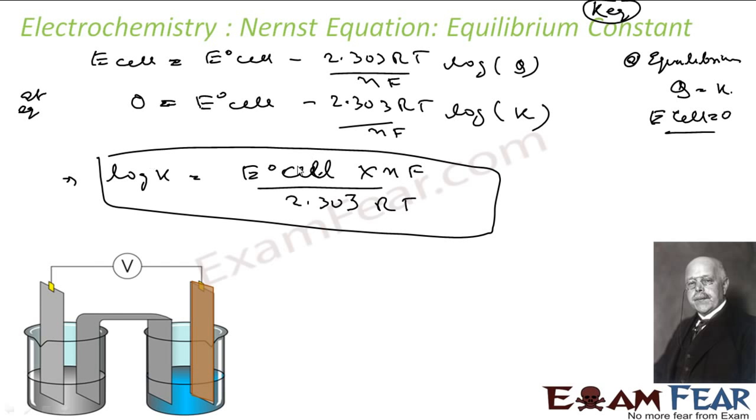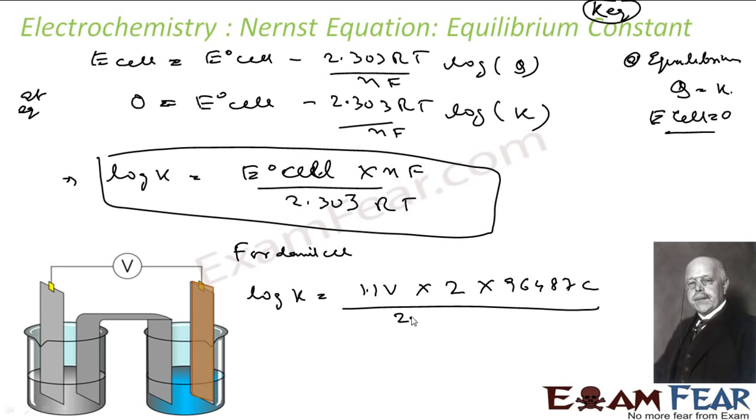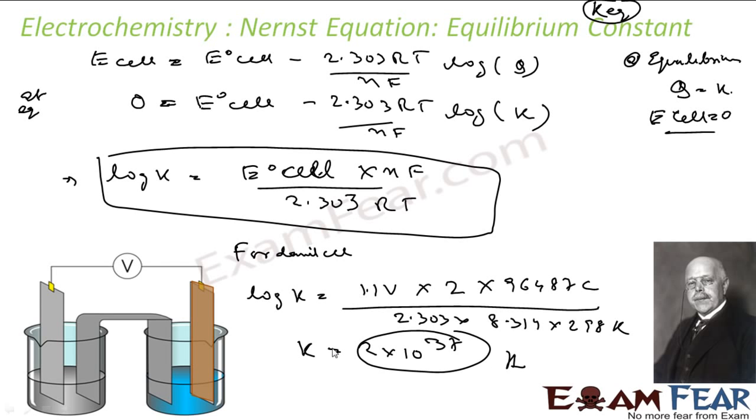See, for the Daniell cell, let's find this. For the Daniell cell, log K is equal to E naught cell, which we know is 1.1 volt, times n, 2 electrons, times F, which we know is 96487 coulomb, divided by 2.303 times R, 8.314, times T, 298 Kelvin, assuming normal temperature. We solve this and get log K as 37.288, so K becomes 2 into 10 to the power 37 at 298 Kelvin.